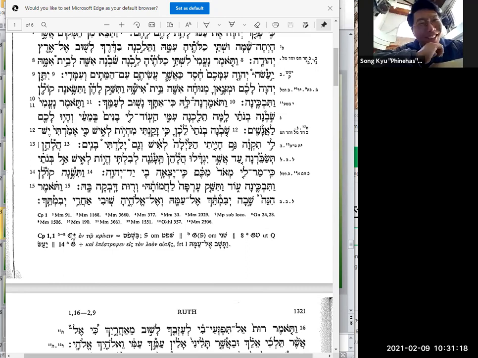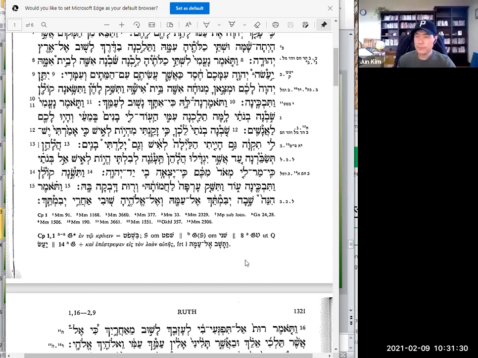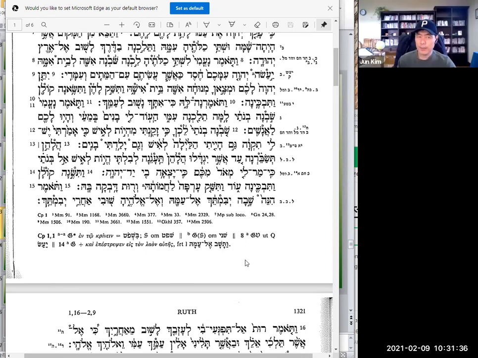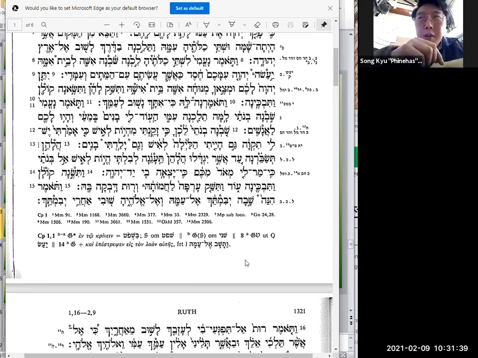Doctor, I have one more question. Just a while back, we talked about the usual style, Ketib and Kere. But the Kere was supported by two verses: one is from Ruth, and the other one is from 2 Samuel. But when you see Ruth is written by Samuel, then we have to see that it's like a Ketib and Kere. It has two supporting verses.